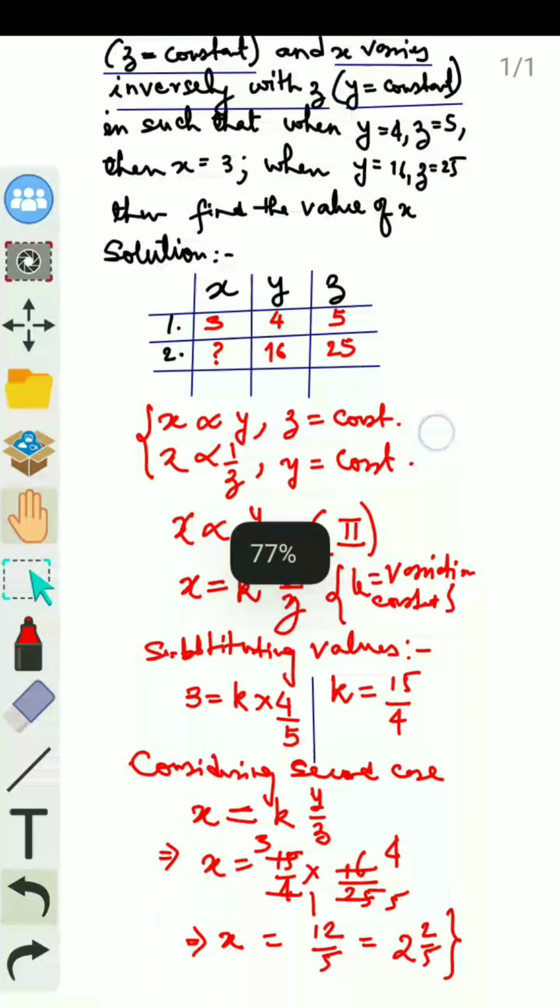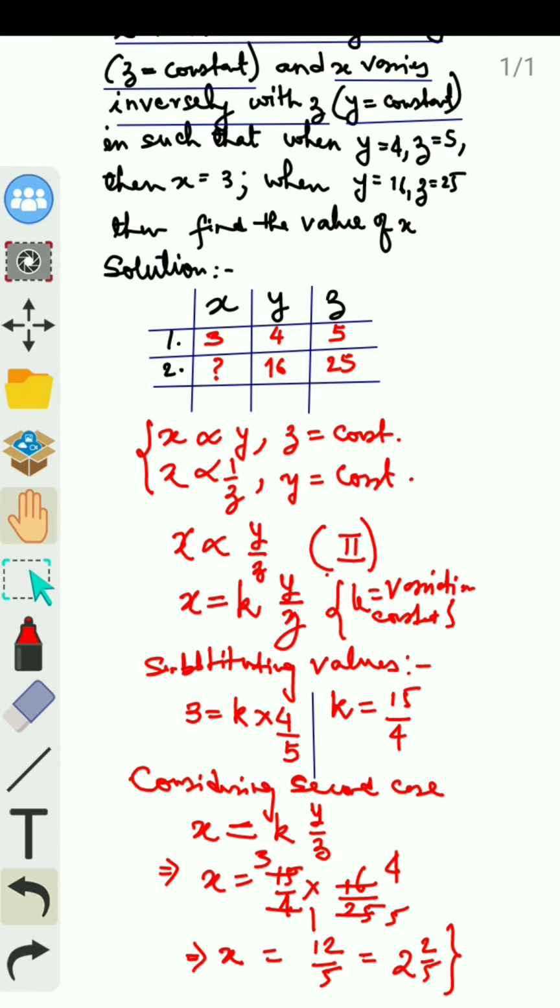So this is the way we apply the joint variation theory in problems. I hope students, now you have understood how to express joint variation and to solve related problems regarding joint variations.